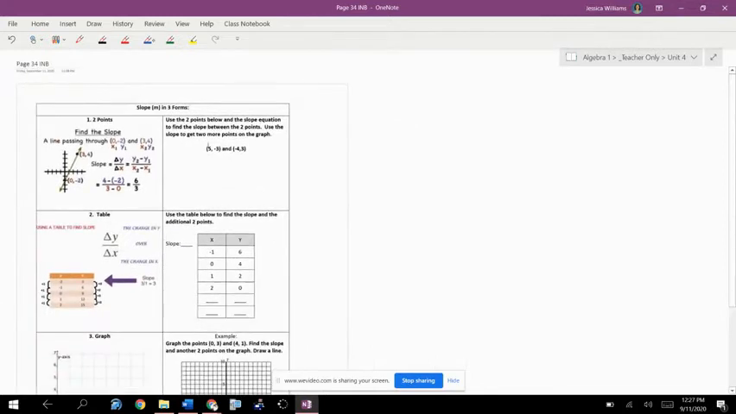So I am on page 34 of your notebook and we have three questions to work. We've got slope in three forms. On the left-hand side are your three forms. You can be given 2 points, a table, or a graph and asked to find the slope. And we're going to do one of each.